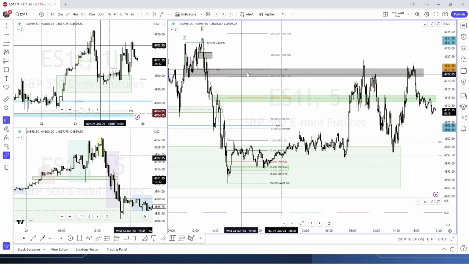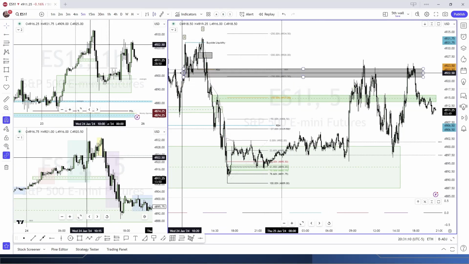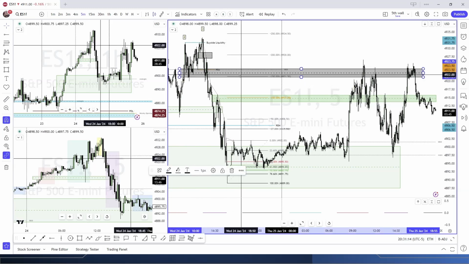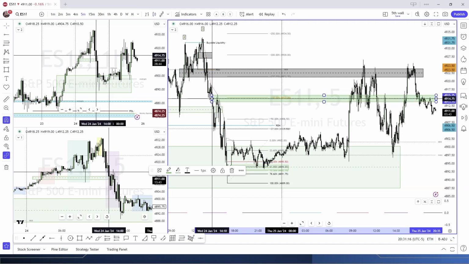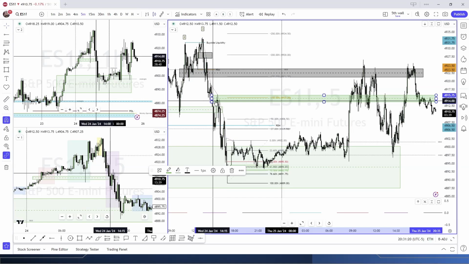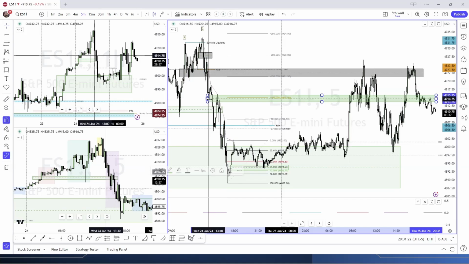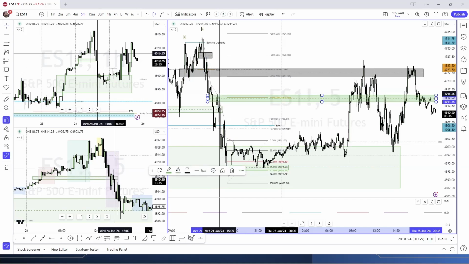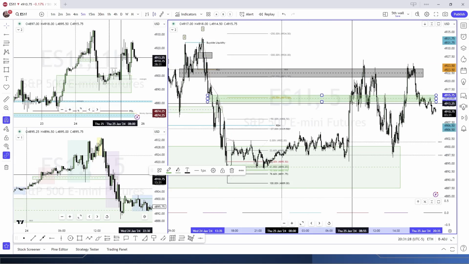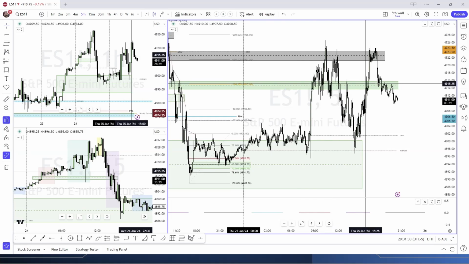charcoal box is a fair value gap, a 5-minute fair value gap we highlighted yesterday. Inverted fair value gap we highlighted yesterday, as well as this green. Should have been technically red because it's a bearish 5-minute fair value gap that price reacted to. And it's just been significant for today.